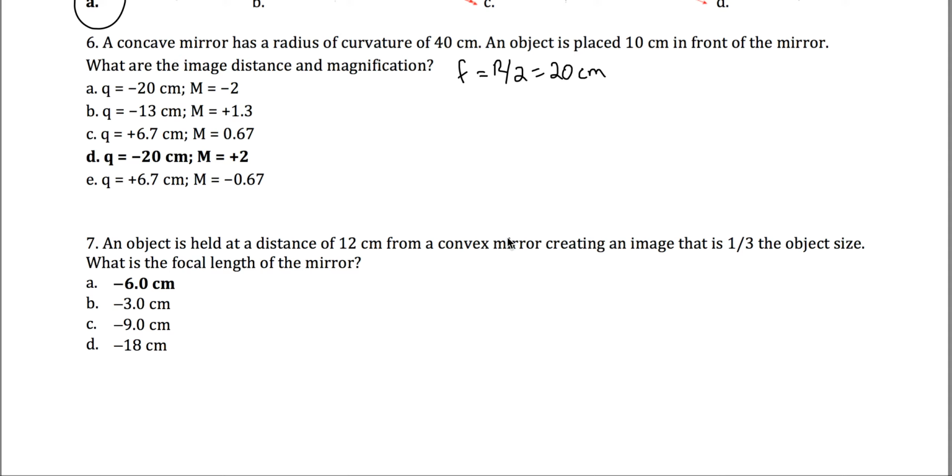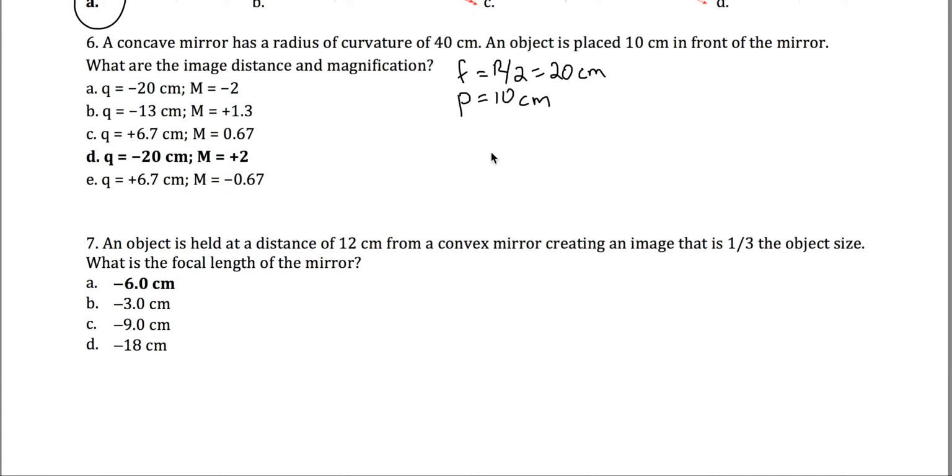Let's do number 6. So we have a concave mirror. The radius is 40, so we know the focal length is half of that. The object is placed 10 centimeters in front, so that's P. The object distance is 10 centimeters. Based on that, we need the image distance, Q, and the magnification, M.